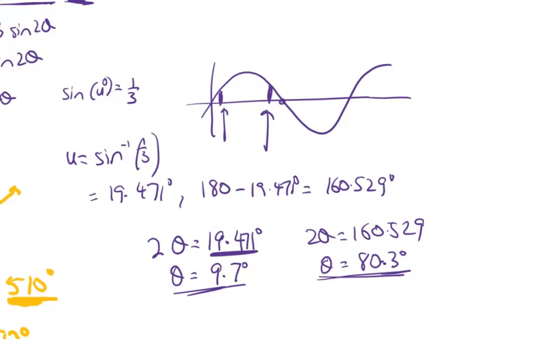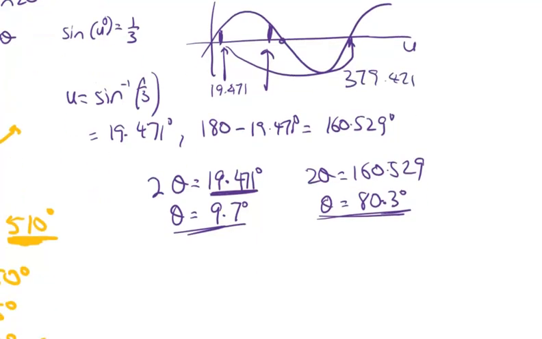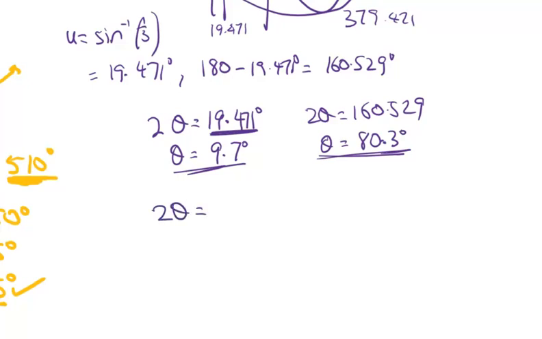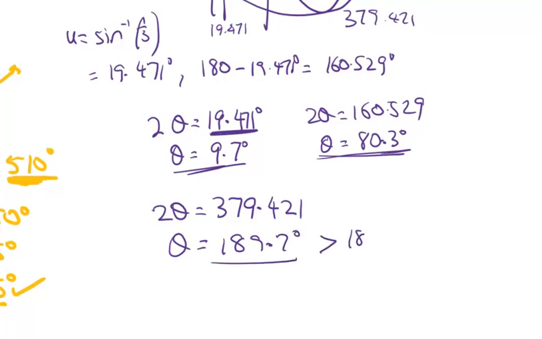So we're looking for theta between 0 and 180, but this is u, not theta. So this value here is 19.471. This one out here will be 379.471. So off we go again, we'll try it, and you can see straight away it's not going to work. So 2 theta is equal to that. Theta works out to be 189.7, which is too big. So that's not a solution. So that one is, and that one is.